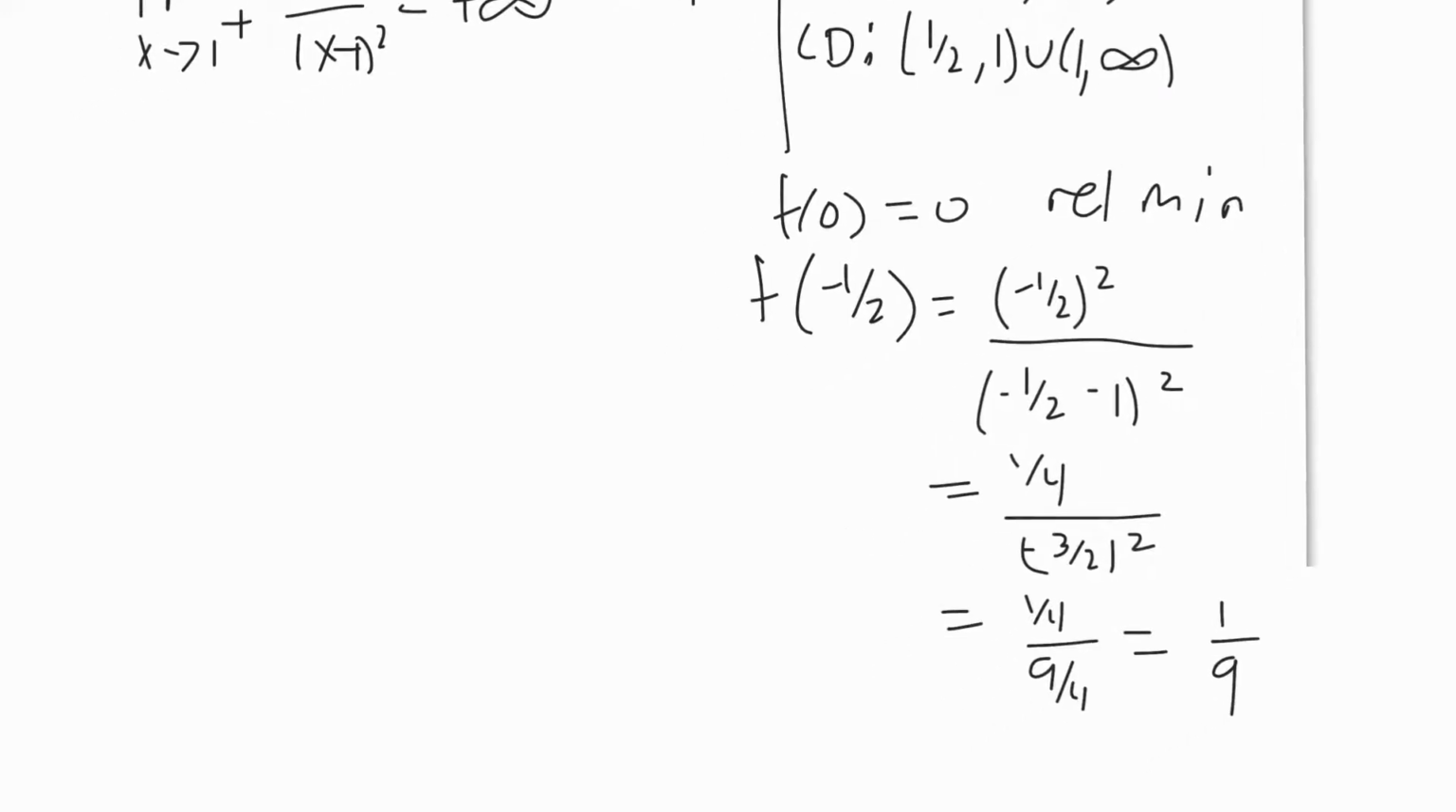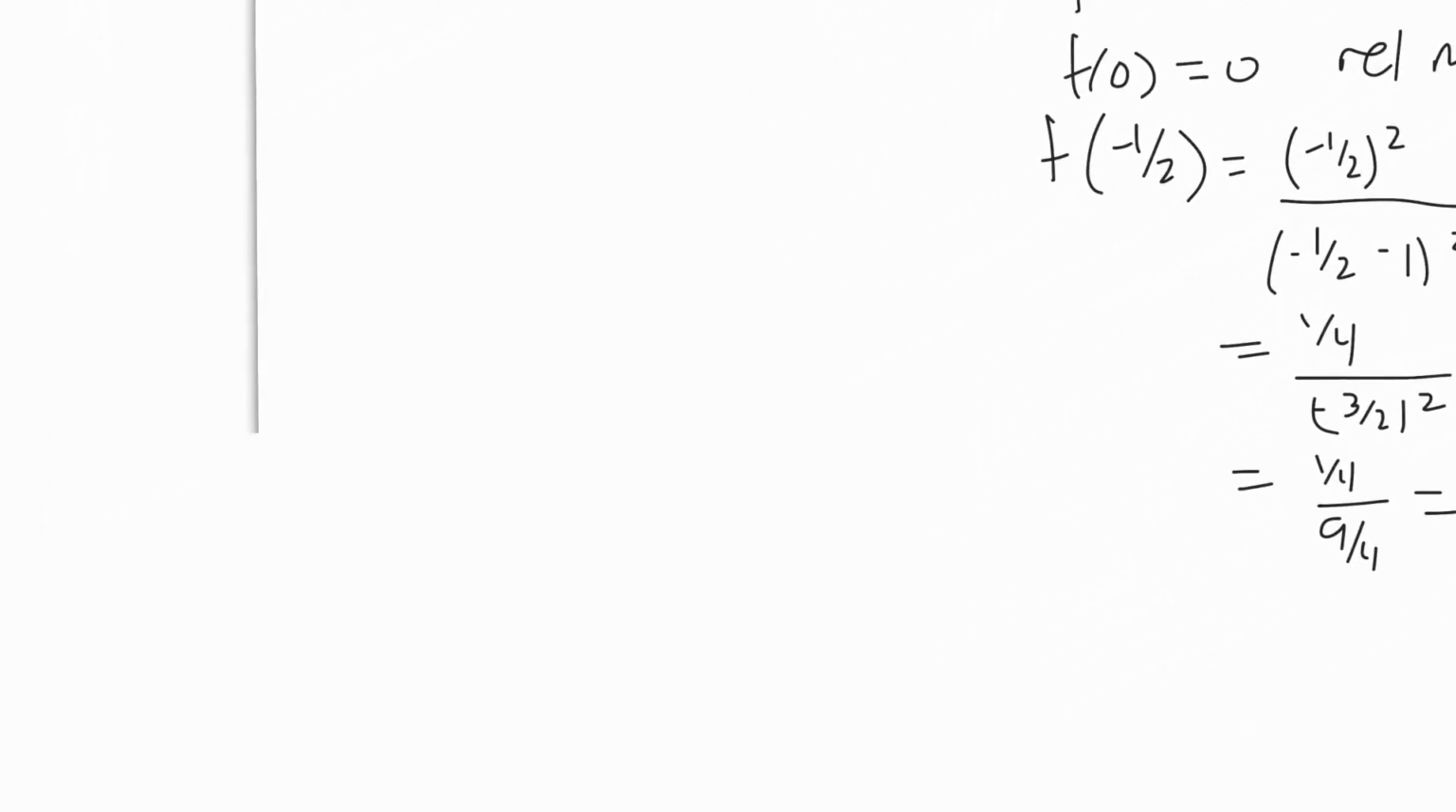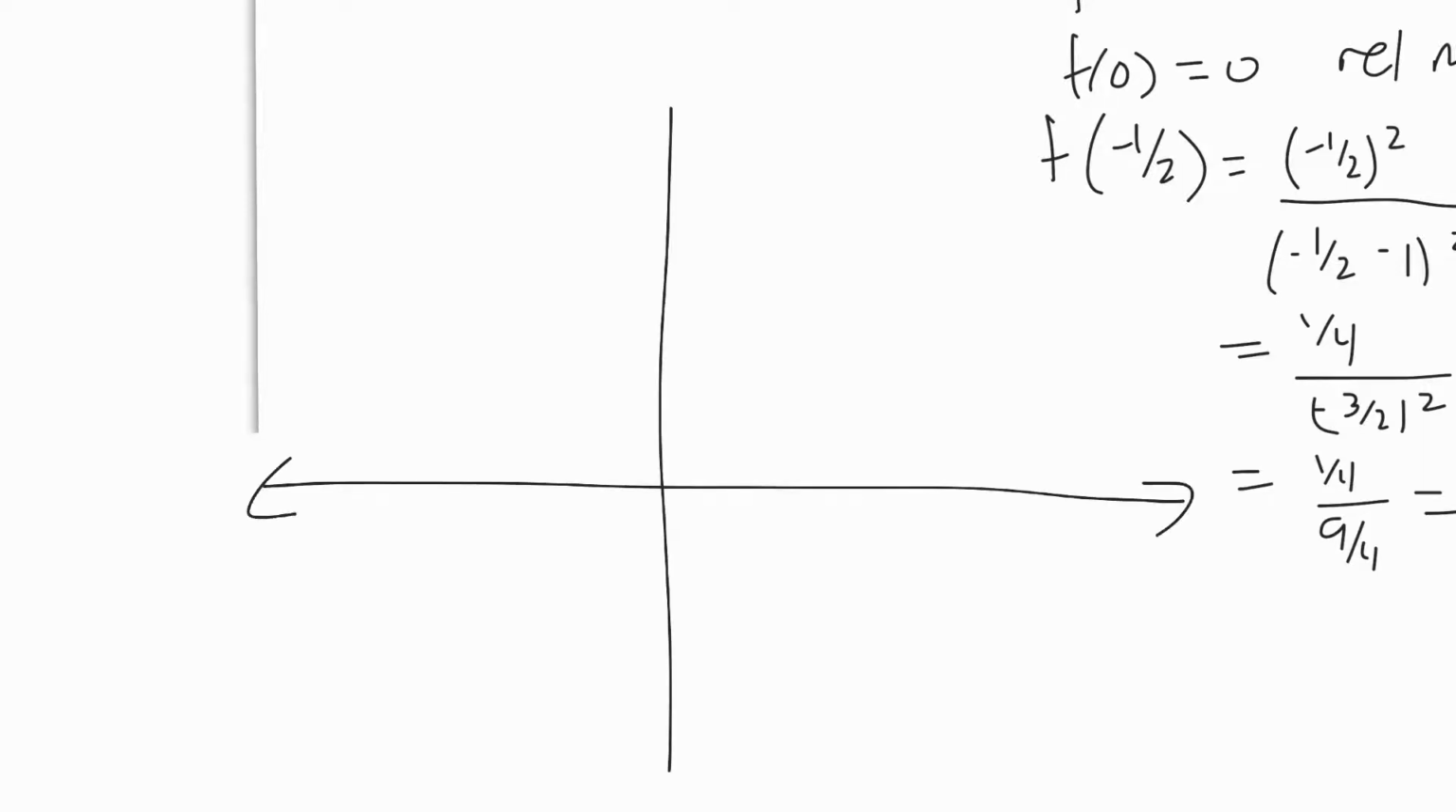Let's go ahead and plot these points on a graph. So we've got our x and our f(x). We've got our intercept, which also happens to be a relative minimum. We have an inflection point at negative a half and 1 over 9, so maybe about here. This is going to be an inflection point.